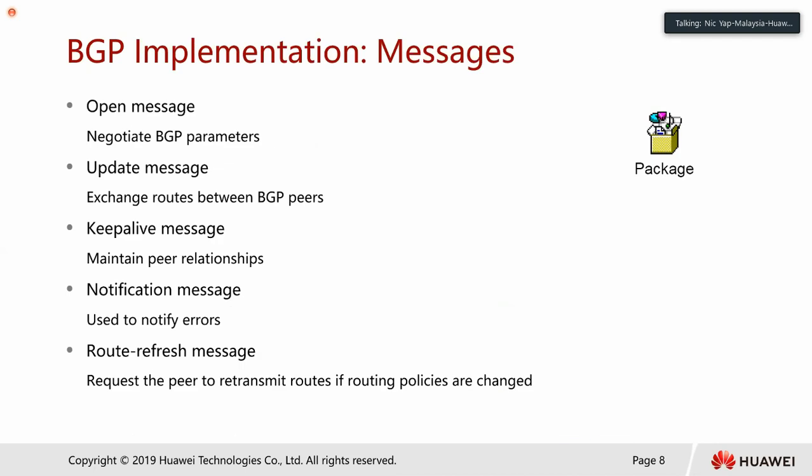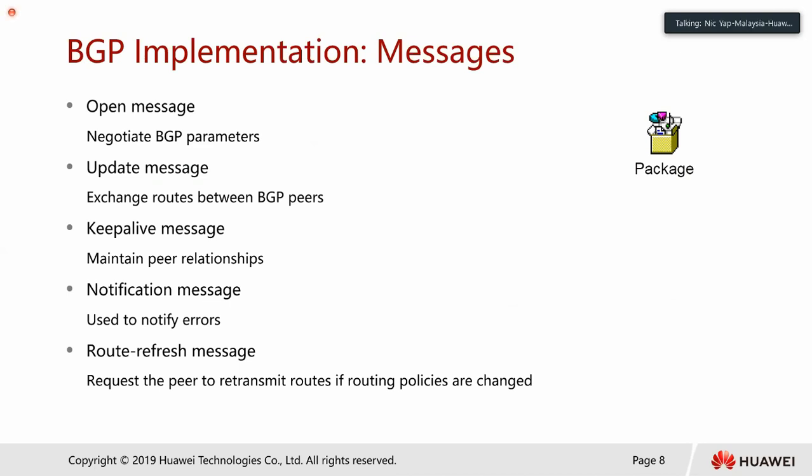Alright, so the next one is the implementation of the messages. What are the messages that we send inside BGP? Over here it shows that we have in total 5 messages: open, update, keepalive, notification, and route refresh. These are all the messages we send in the BGP implementation.